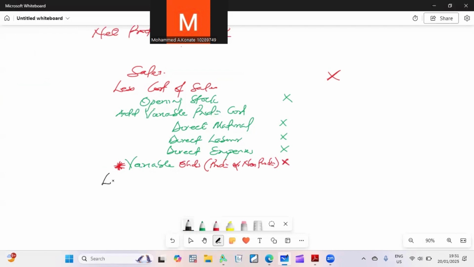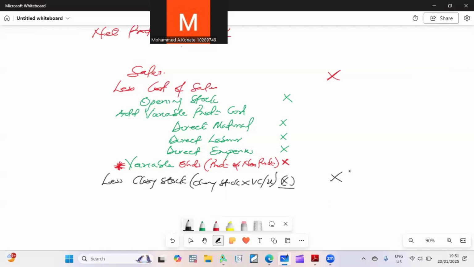Bear in mind, closing stock. The closing stock, remember how we find closing stock? It is the opening stock plus production or produced unit minus sales unit, the same thing. So when you get that, it will be your closing stock multiplied by the variable cost per unit. All right, so you subtract your closing stock, then you will get your cost of sales.